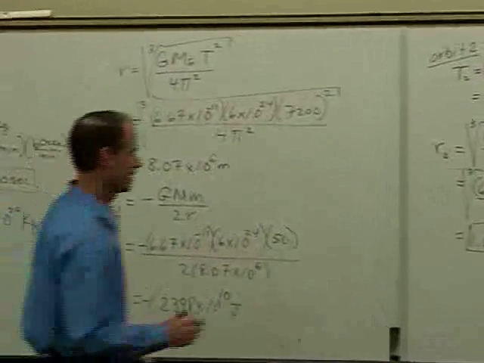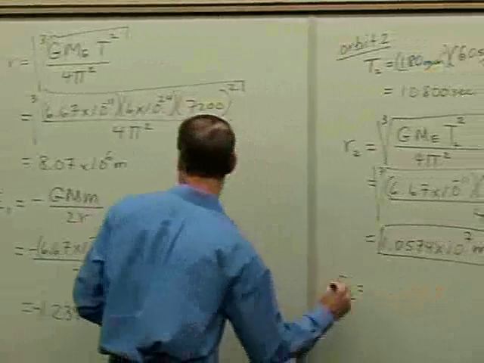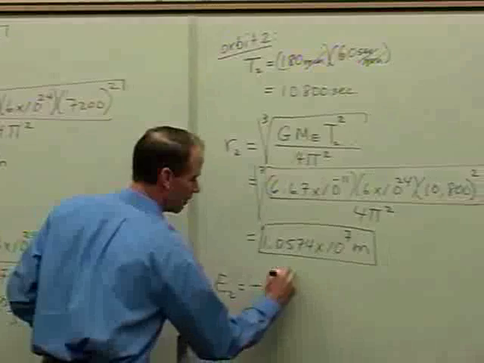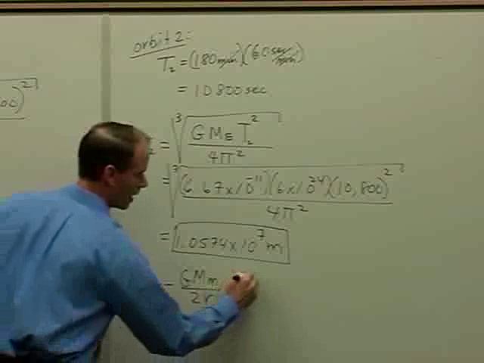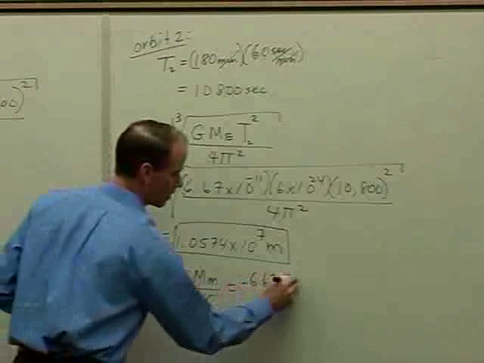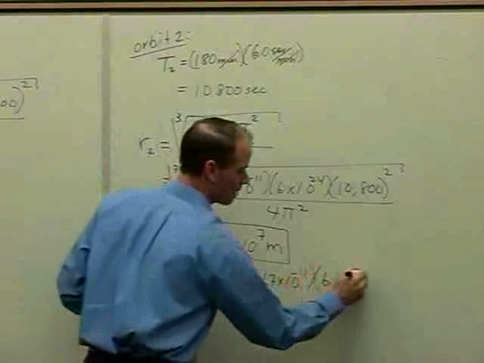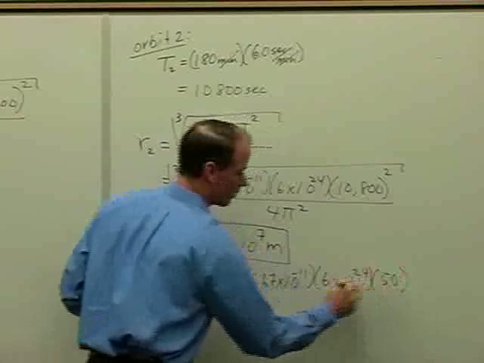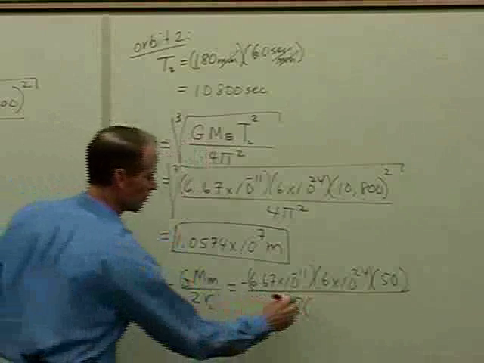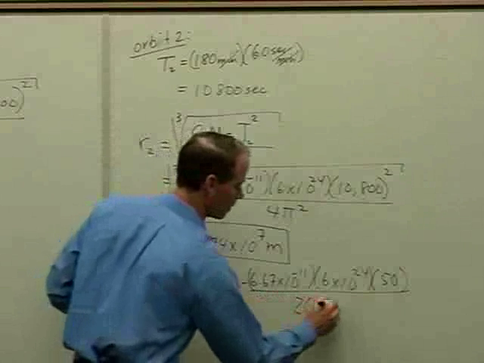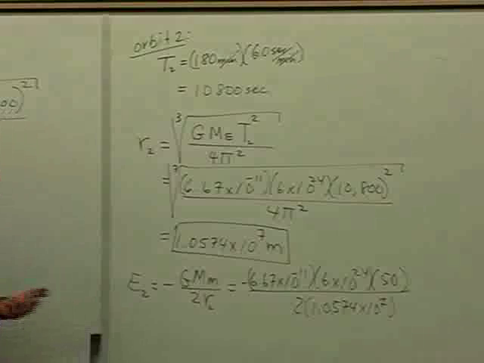All right. So we got this. Let's figure out the energy for the second orbit. Negative G M m over 2R for the second orbit. Negative 6.67 times 10 to the minus 11, 6 times 10 to the 24 kilograms for the Earth, 50 kilograms for the satellite, over 2 times this radius of orbit, 1.0574 times 10 to the 7. All that negative.